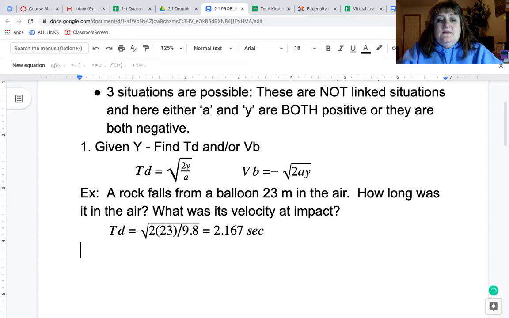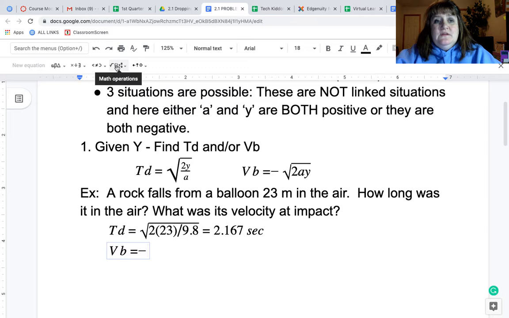Now, velocity at the bottom is a completely new problem. Okay, I don't have to use the time that I just found. Actually, I don't want you to use the time you just found. I want you to make a new problem that only uses y. So this velocity at the bottom will equal the negative square root of 2 times 9.8 times 23.